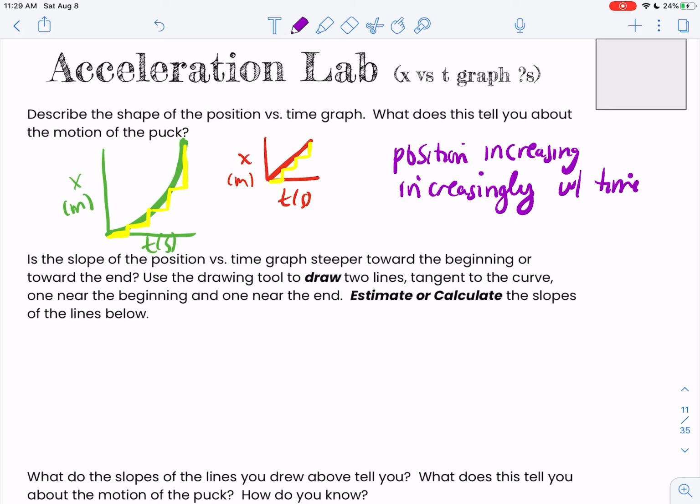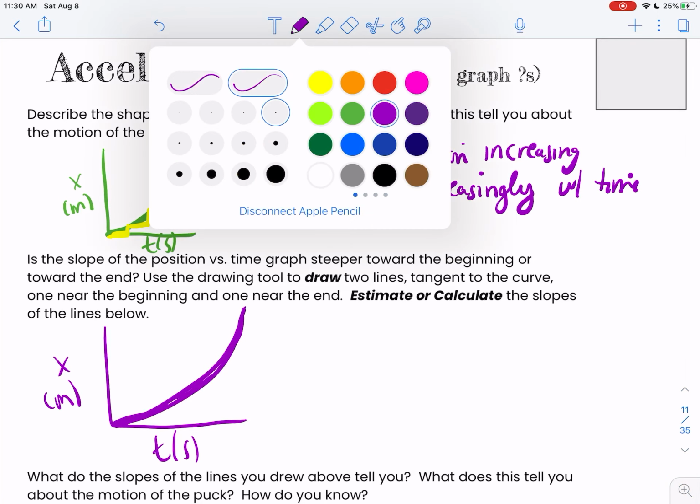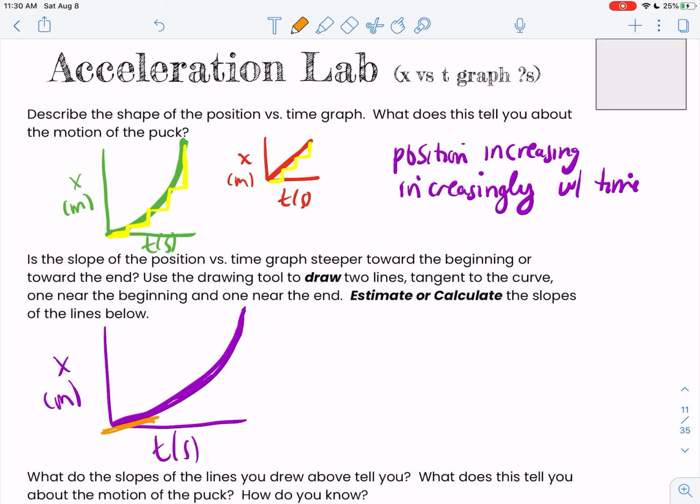Okay. Is the slope of the position time graph steeper towards the beginning or towards the end? So what I'm hoping in Class Kick is if you go back to the last slide and you have your screenshot of your graph in there, that you can actually use the drawing tool and draw over top of it, okay, which I think you can, all right? So what I want you to do is if you have this graph, however yours looks, okay, I want you to go in and hopefully you've drawn tangent lines. So like maybe one here, and one here, okay? And then estimate or calculate those slopes, all right?